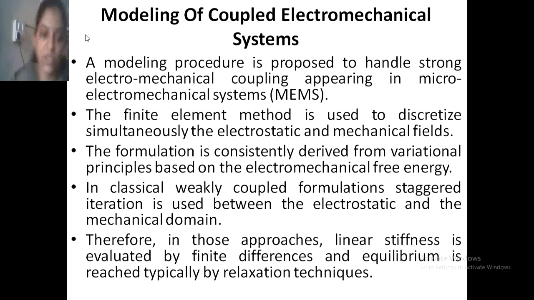Okay. So in classical weakly coupled formulations, staggered iteration is used between the electrostatic and the mechanical domain. Therefore, in those approaches, linear stiffness is evaluated by finite differences and equilibrium is reached typically by relaxation techniques.